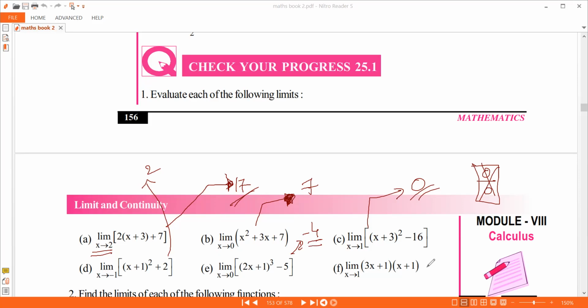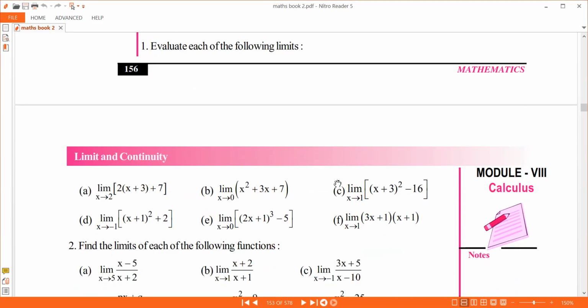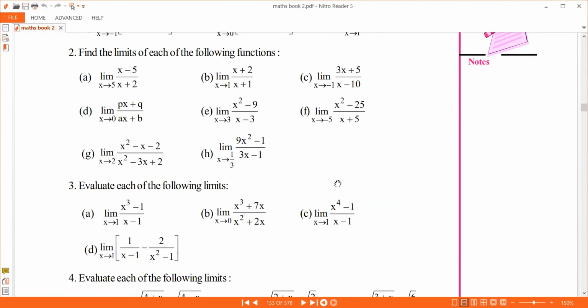3 plus 1, 4. 4 into 1 plus 1, 2. 8. Okay, good. So you got the first basic idea of problems. Okay, fine. Good. Now let's move. So here we go. Now go for this.